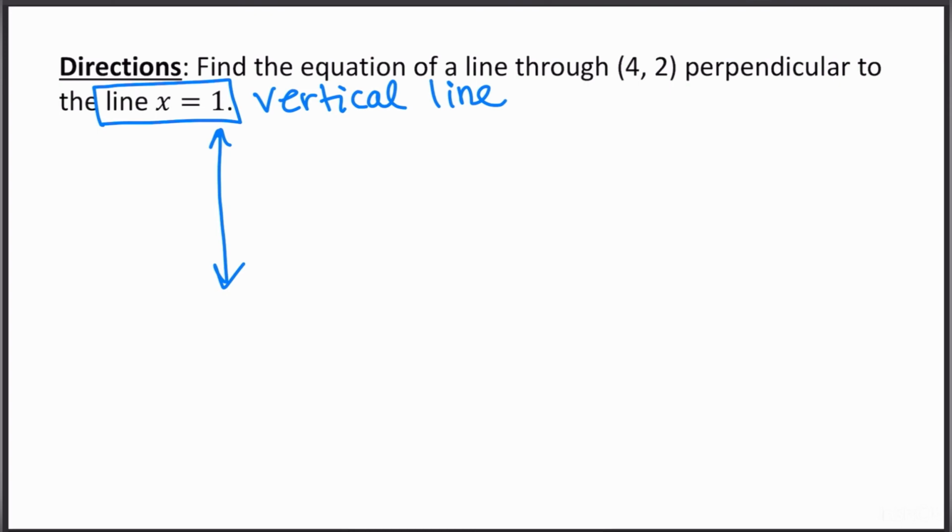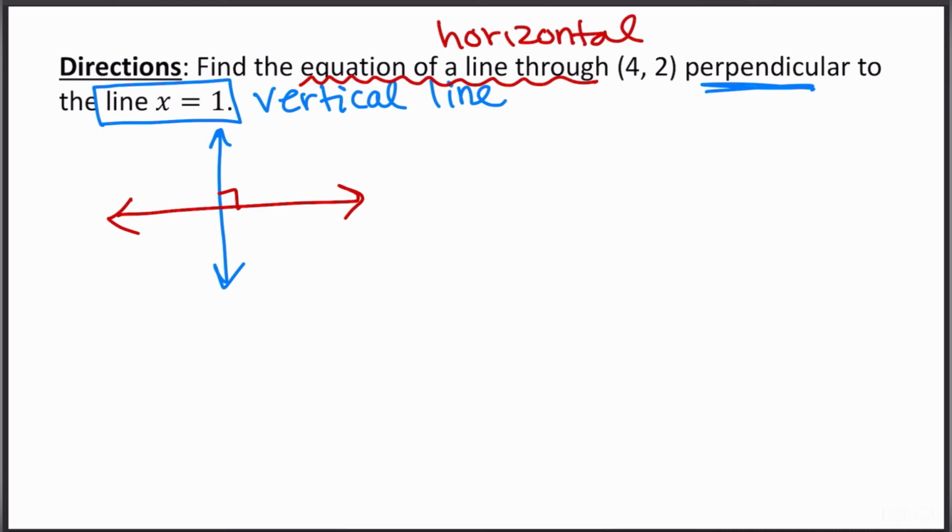So what is going to be perpendicular to a vertical line? A horizontal line. A horizontal line is perpendicular to a vertical line, which means that the equation that I am looking for right here is going to be a horizontal line. And what I know about the equations of horizontal lines is that they're of the form y equals some number. Because in the point that we have in front of us, (4, 2), every point is x comma y, the y value here is 2, which means that the answer is the equation y equals 2.